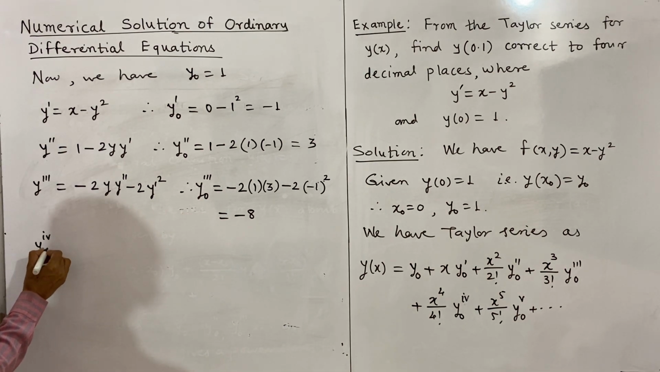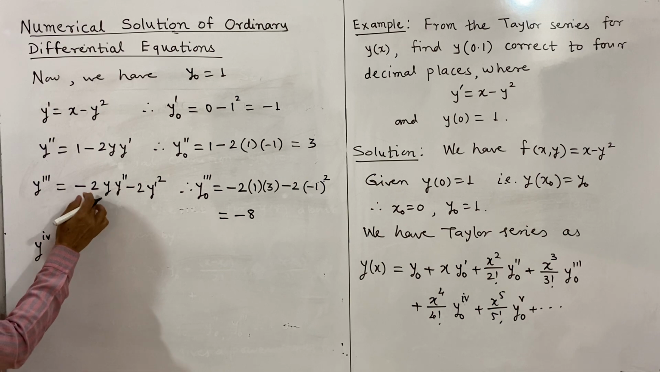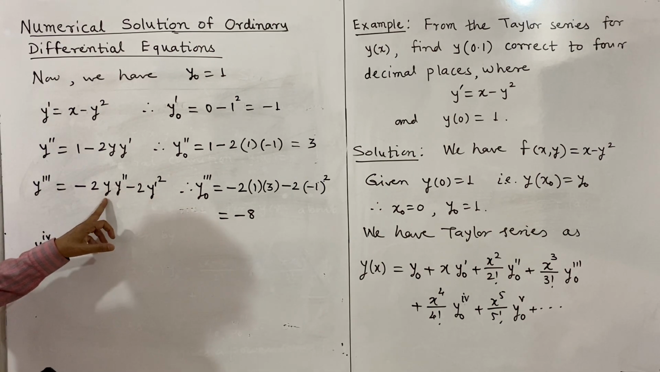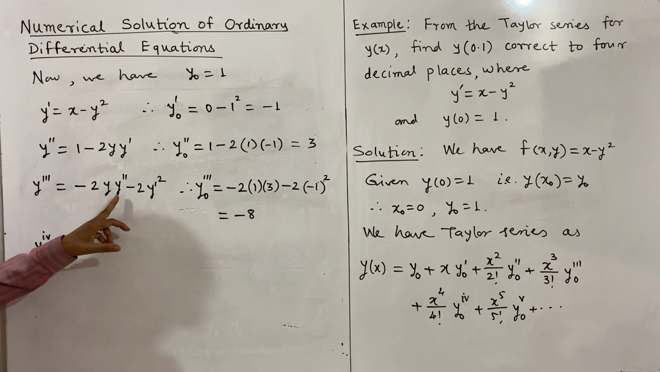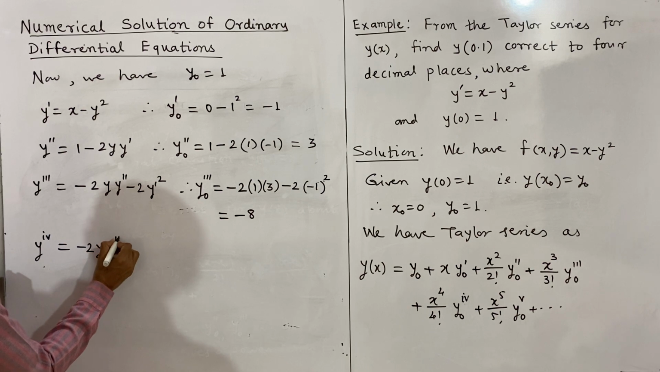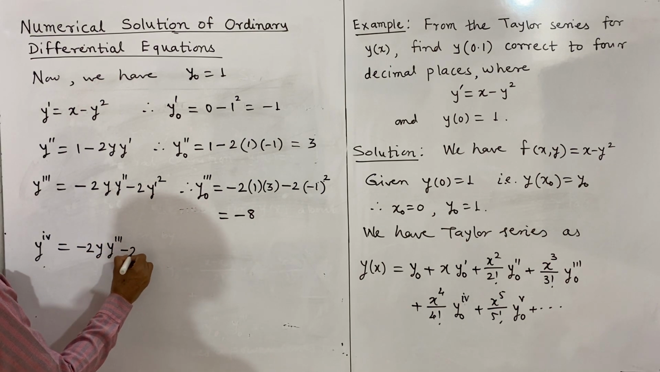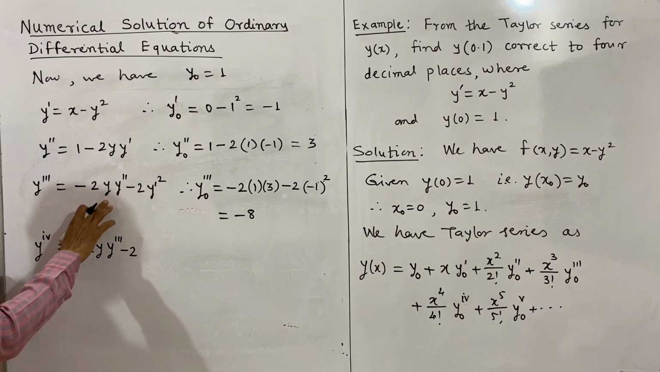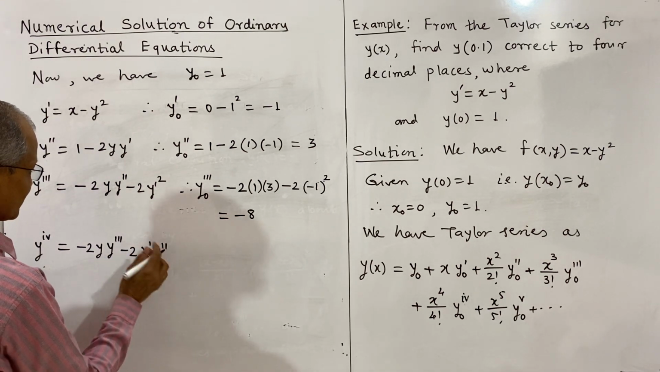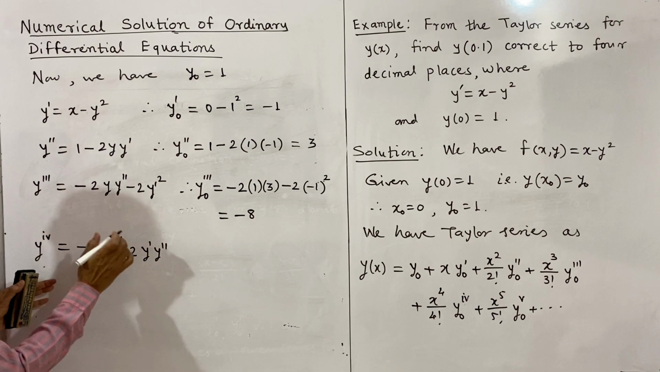So the fourth derivative of y from this, it is again minus 2. We have to use the product rule. y into the derivative of y double dash is y triple dash, the third order derivative, and again minus 2, the derivative of y is y dash, y double dash. So this much is the derivative of the first term, minus.